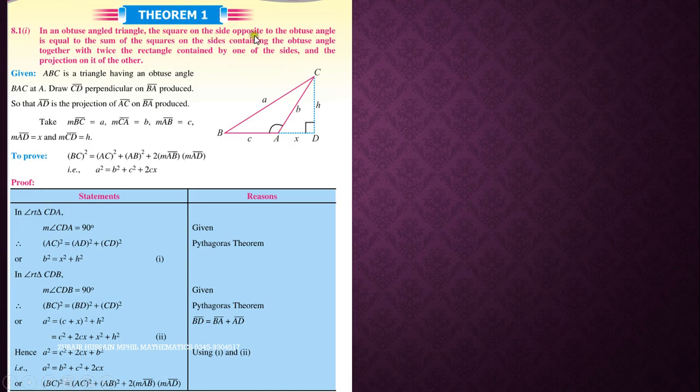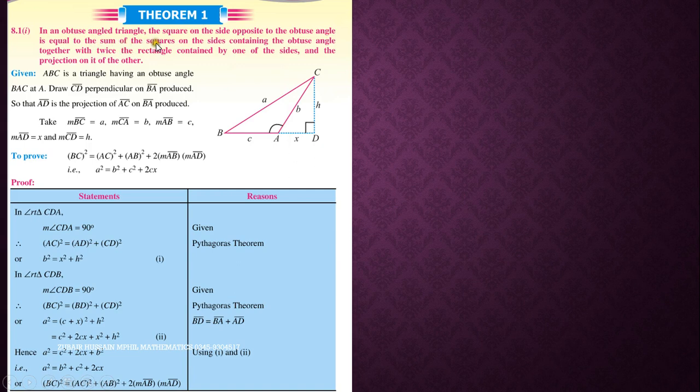So the square on the side opposite to the obtuse angle is equal to the sum of the squares on the sides containing the obtuse angle, together with twice the rectangle contained by one of the sides and the projection on it of the other. From here, the side opposite to the obtuse angle is this side BC. So it means BC square is equal to what?